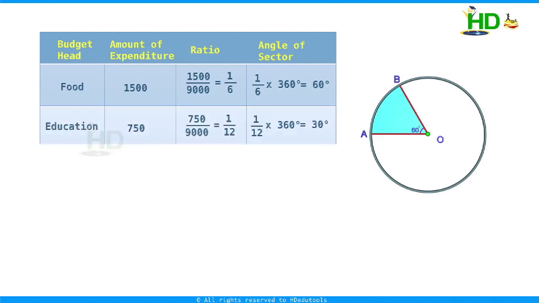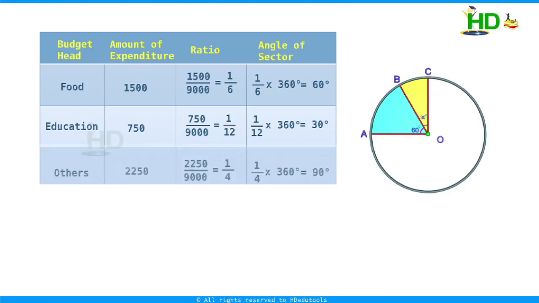Similarly for education, the amount of expenditure is 750 rupees. This is 1 by 12th part of total income. 1 by 12 into 360, this is 30 degrees. Now you construct this angle, draw angle BOC, this is equal to 30 degrees. Already you know how to draw an angle using a protractor.